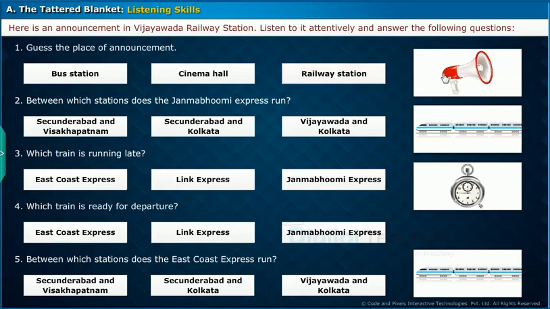Your attention please. Train number 12806 Janmabhoomi Express from Secunderabad to Visakhapatnam via Vijayawada Junction is running late by 20 minutes and is expected to arrive at 13:50 p.m. Your attention please. Train number 18646 East Coast Express from Secunderabad to Kolkata Howrah Junction via Visakhapatnam Junction is ready for departure from platform number 4.